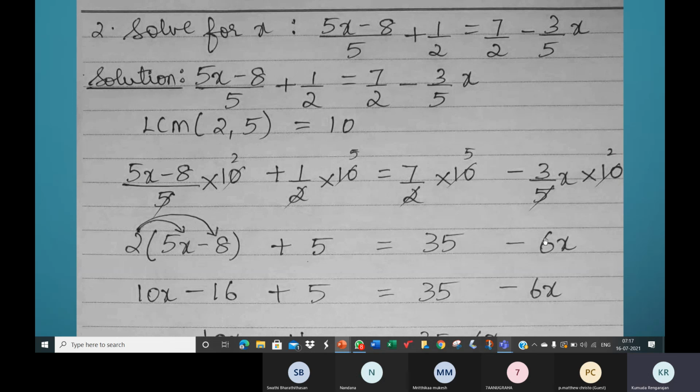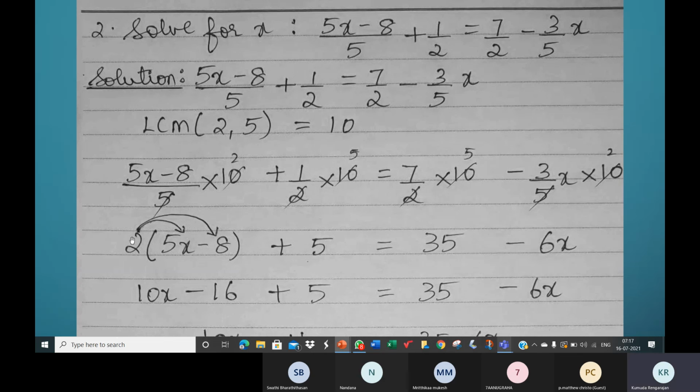So 2 threes are 6x. Now you cannot simplify 35 and minus 6x because they're unlike terms. You cannot add or subtract them. You can multiply, but here it is not multiplication. There's a minus sign here. It's not multiplication.